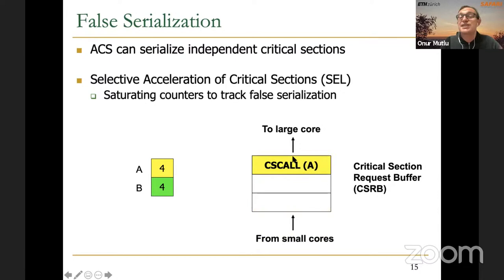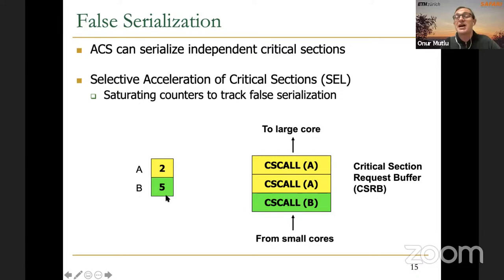A critical section call request comes to A, I execute it in the large core, so it's not falsely serialized. Another critical section call comes, it's not falsely serialized because it's behind a critical section call for A. All critical section calls for A should be serialized behind each other, clearly. But now a critical section call to B comes, and it gets serialized. Unfortunately, this is false serialization. It should not have been serialized because, clearly, the large core starts executing critical section A, and it doesn't have bandwidth to execute critical section call B. So now we increment the counter for false serialization.